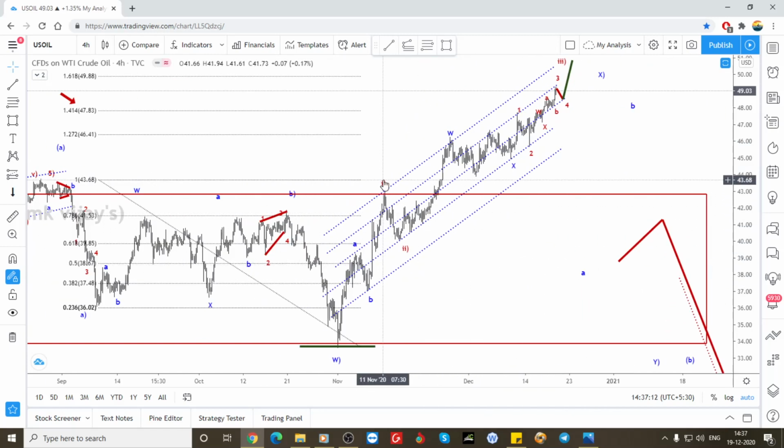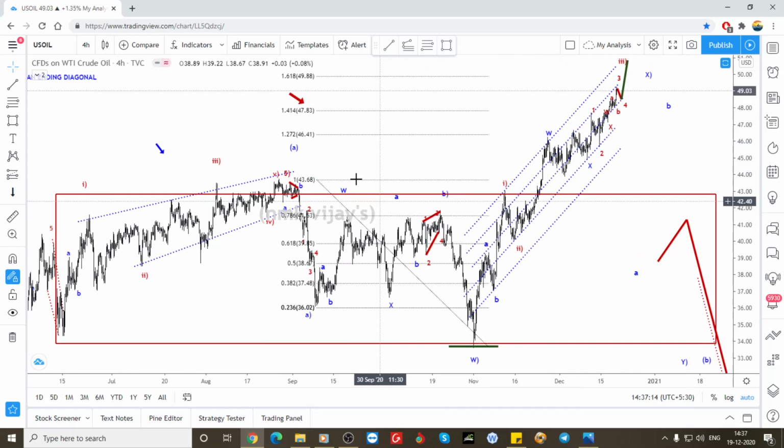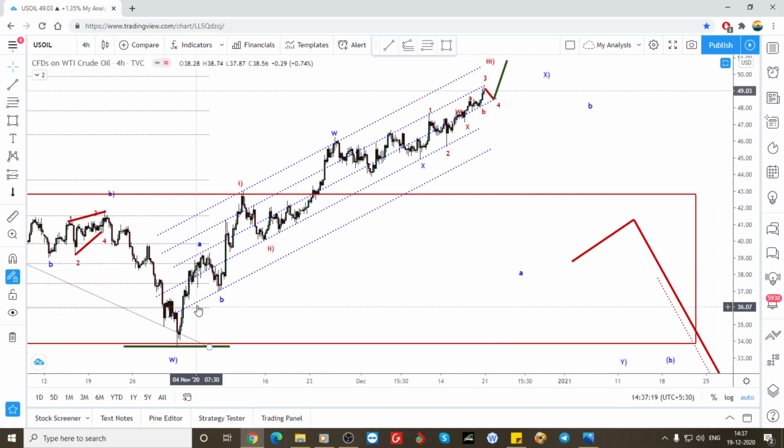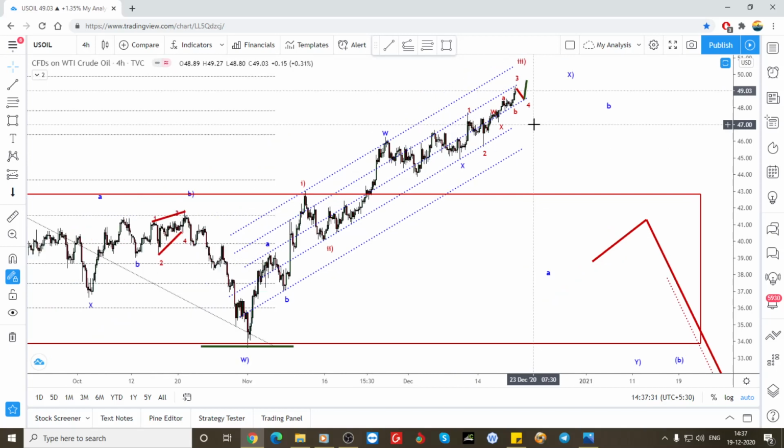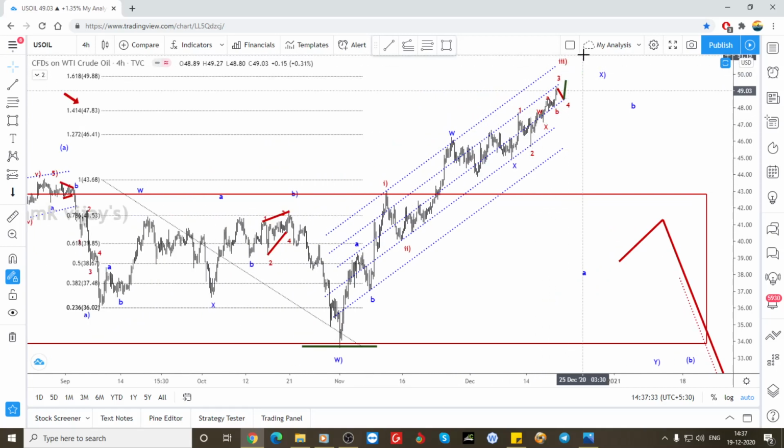But there is one more chance. If this is the end of the B, C could be a diagonal triangle. So in that case, ABC is a 1, ABC is a 2, ABC is a W, X. So we still need to make a B. After that it could be a C. So that third wave could be around 52 or 52 and a half. After that the confirmation, the three-wave structure, 4 and 5. It will continue like that.